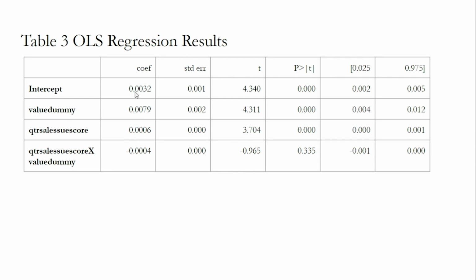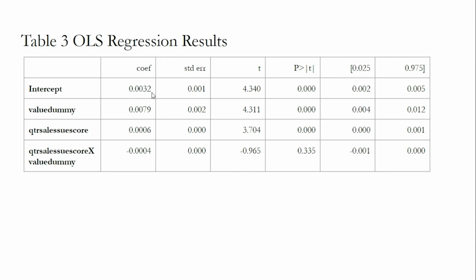So basically, if it's a value firm, we would add these two together. 0.0032 plus 0.0079. So this would come out to a bit more than 0.01. So basically, the coefficient on the intercept for value firms is about 0.01, and the coefficient on the intercept for growth firms is about 0.003.